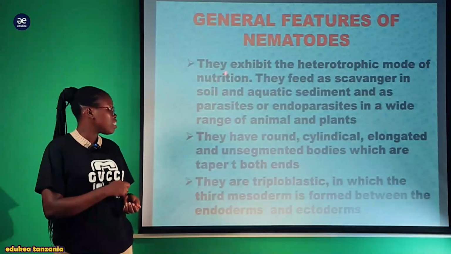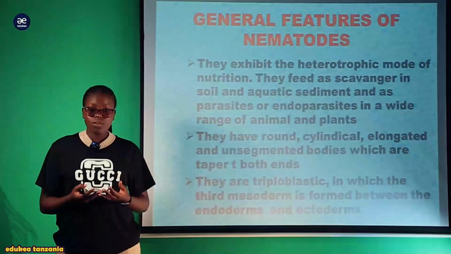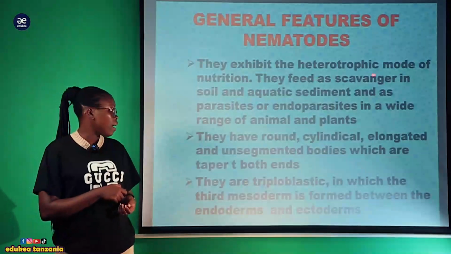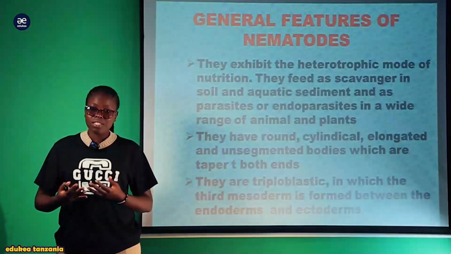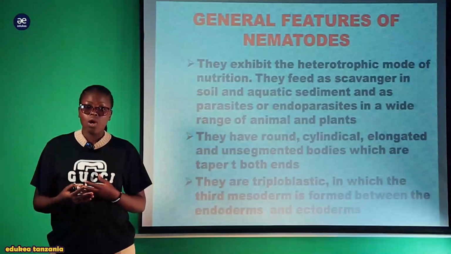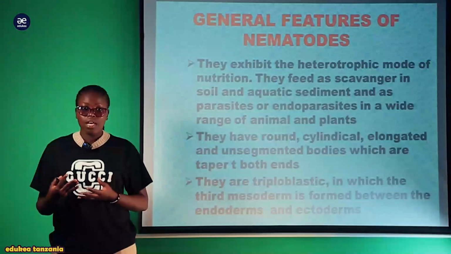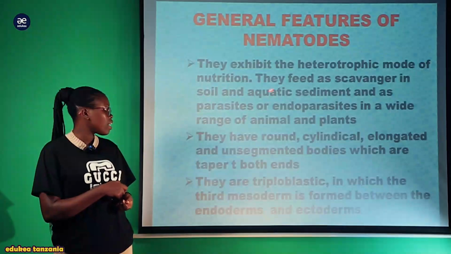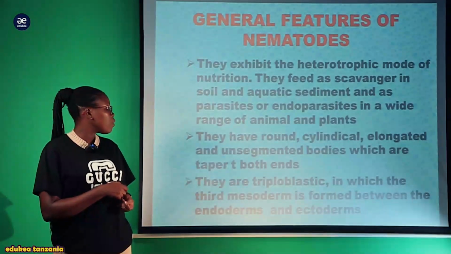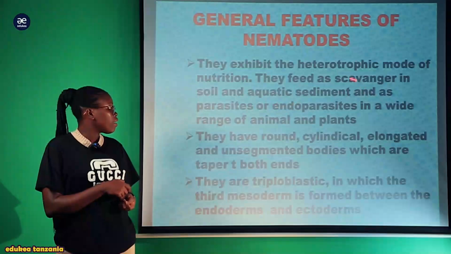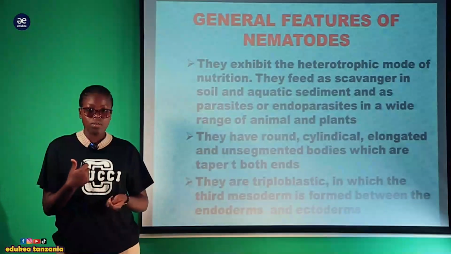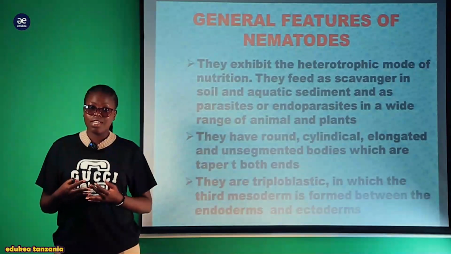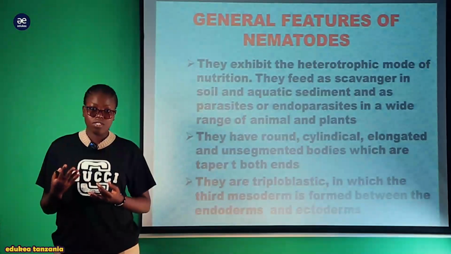Nematodes exhibit the heterotrophic mode of nutrition. These organisms depend on other organisms as the source of food. Some of them are scavengers. Scavengers are organisms which feed on dead organic or decomposed plant and animal matter. Likewise, some feed in the soil and others in aquatic sediments, but others are endoparasites in a wide range of mammals and plants. Endoparasites are parasites which are found within the body of the host. They invade or infect the body of the host.